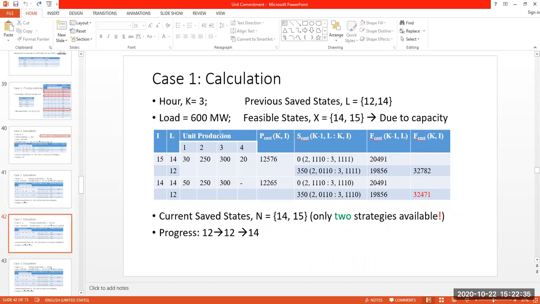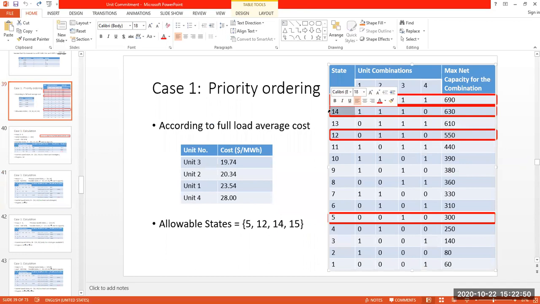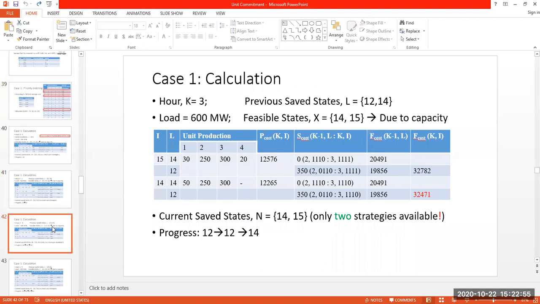In hour 3, the demand has further increased, and it is such that state 12 is unable to satisfy the demand anymore, because remember, state 12 can only provide 550 here. So state 14 and 15 are the only two feasible states now in hour 3. Previously saved states are 12 and 14. And again, my feasible states are limited. 12 has gone out of the set. It is not a member of the set. So again, due to capacity, it is limited.